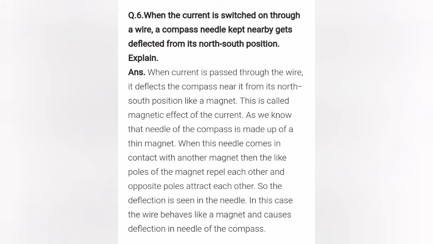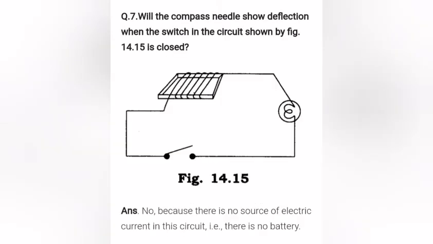Let's see another question in Electric Current and its Effects. Will the compass needle show deflection when the wire in the circuit shown by figure 14.15 is closed? No, because there is no source of current in this circuit. There is no battery. Let's see the next question in Electric Current and its Effects.